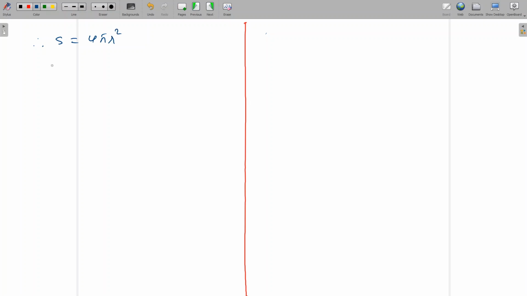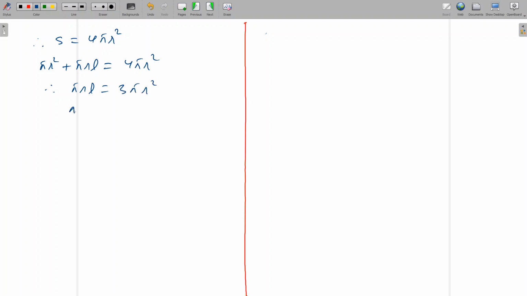Now S is the total surface area of the cone, so we will be getting pi R square plus pi R L equal to 4 pi R square. Therefore this will give us pi R L equal to 3 pi R square.